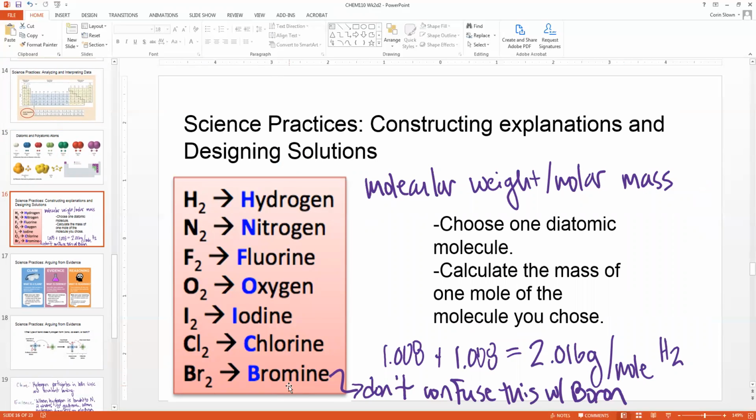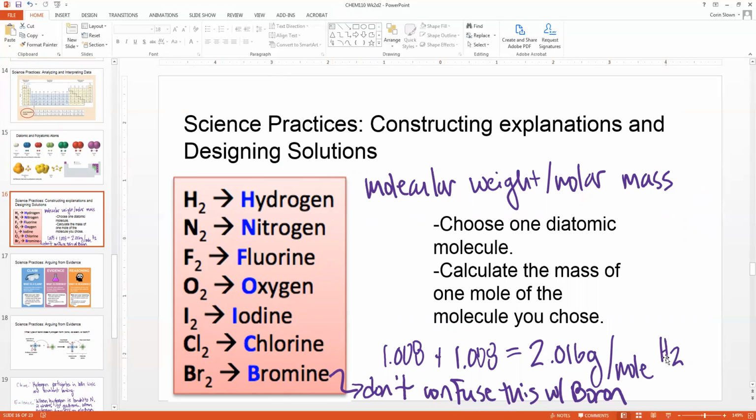So you're going to choose one diatomic molecule and calculate its molecular weight or its molar mass. These two words are interchangeable; you'll see folks use them fairly frequently. I want you to calculate the mass of 1 mole of the molecule you chose. That's really what that means.